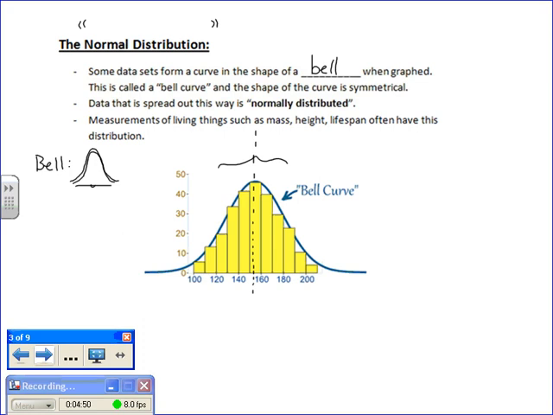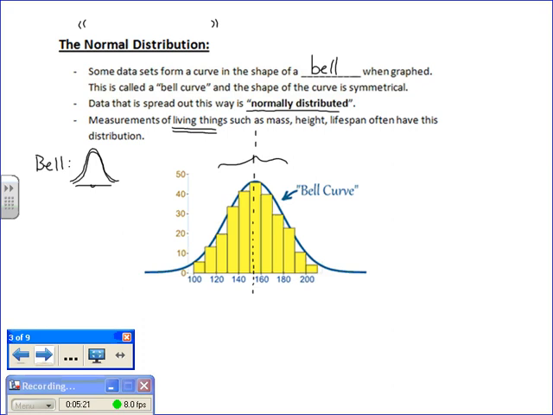Okay, and I see that the left-hand side is a mirror image, or very close to a mirror image of the right-hand side. So there's symmetry. Data that is spread out this way, we call normally distributed data, and it's often seen in measurements of living things. I just gave some examples of people and their heights, or lifespans, ages, mass, which very often follow this type of distribution. It looks like a bell curve when they're graphed.